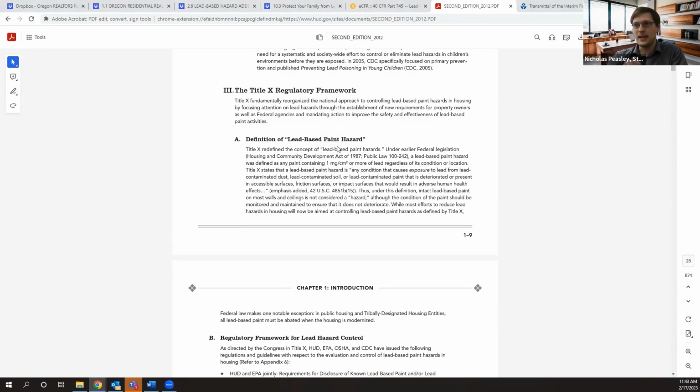the definition of a lead-based paint hazard under Title X. Specifically, it's any condition that causes exposure to lead from lead-contaminated dust, lead-contaminated soil, or lead-contaminated paint that is deteriorated or present in accessible surfaces, friction surfaces, or impact surfaces. Thus, under this definition, intact lead paint on walls and ceilings is not considered a hazard, although the condition of the paint should be monitored to ensure that it does not deteriorate.